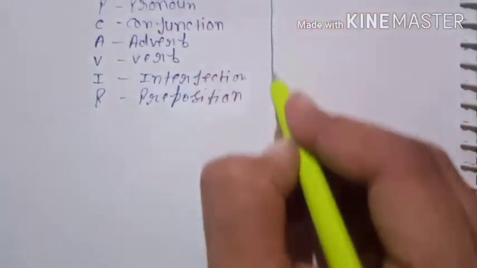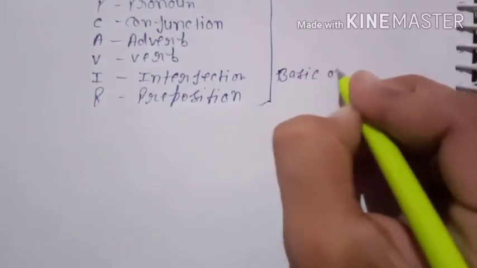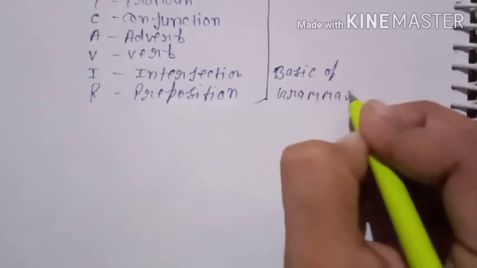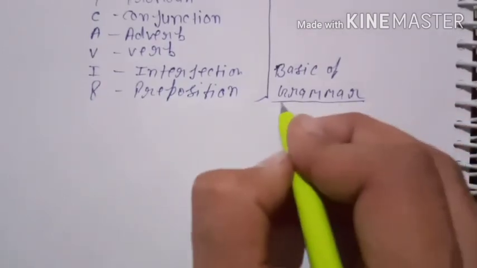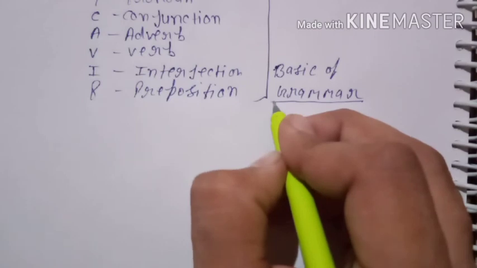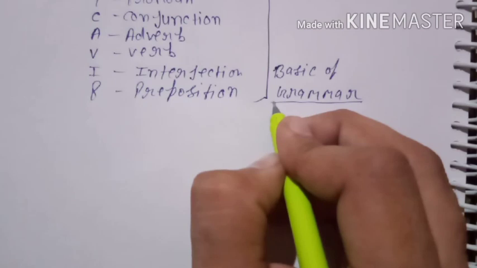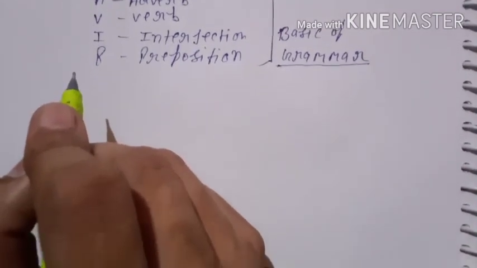Which is called the basic of grammar. It means we have to study of words. We have to study of words and we will gain 50 or 80% of language English. Next, word is the second stage. Next is phrase.